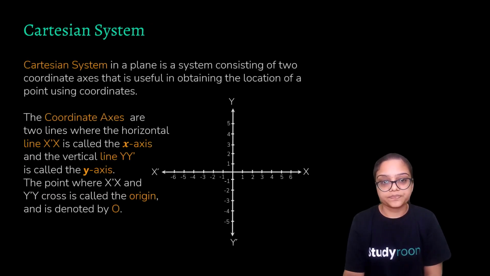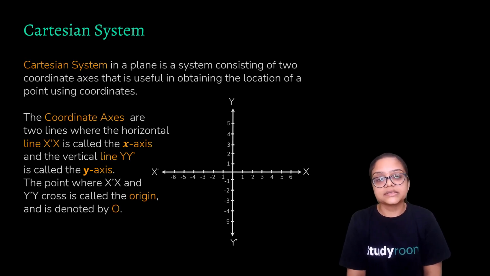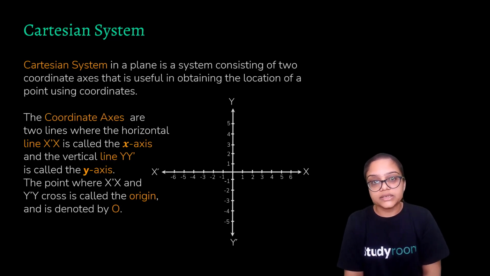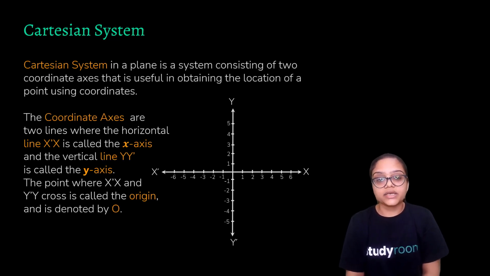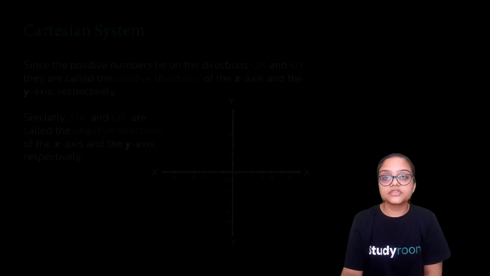Now Cartesian system. It's the plane in a system consisting of two coordinate axes that is useful in obtaining a location of a point using coordinates. Coordinates we have already learned. Now the plane which we draw to implement the coordinates is known as Cartesian system in a plane. Coordinate axes are two lines such as horizontal line x dash x and vertical line y dash y. The horizontal line is called x-axis and the vertical line is called y-axis, and the point in which both meet is called origin.